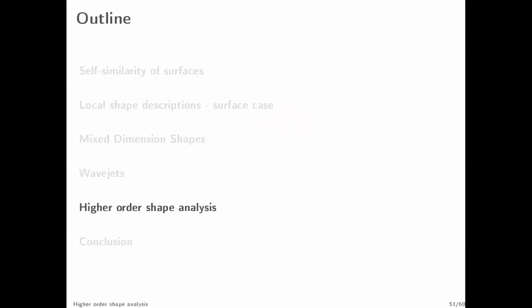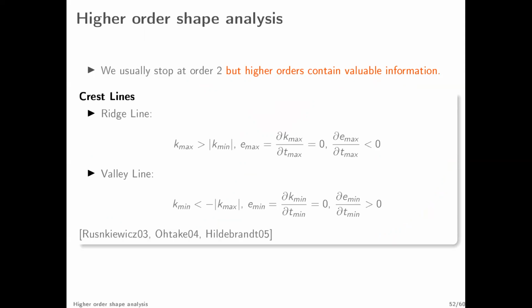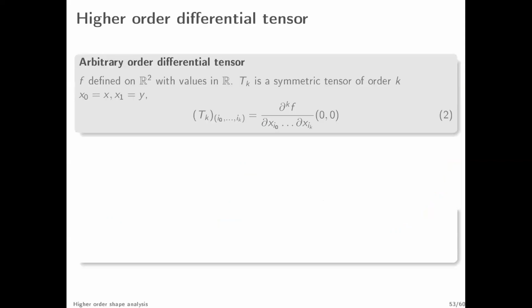Let me just give you a small idea of what we can do if we go into higher orders, that's more recent work. And usually we stop at order 2 for our shape analysis. We stop at curvatures, basically. But higher orders can actually contain valuable information. And the way we know that is that there was a whole thread of work, which was done in the early 2000s, which was detecting ridge and valley lines.